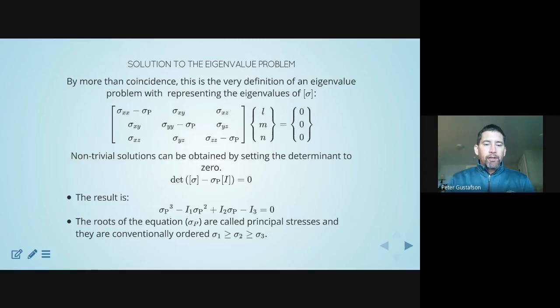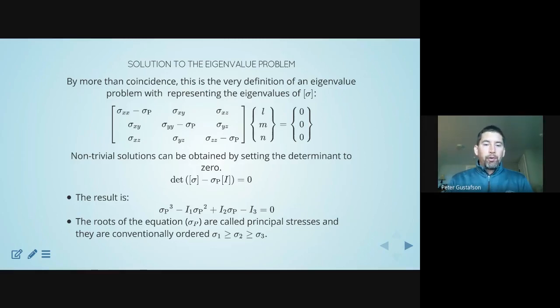And then you put it in this standard form where the sigma p itself has a leading coefficient of 1, even if it numerically previously did not. You want to then divide by whatever was the leading coefficient, so that sigma p is of leading coefficient 1. Minus, now another coefficient we'll call I1 times sigma p squared, plus another coefficient I2 sigma p, minus a last coefficient I3, and that is going to be set equal to 0. So that's the determinant, going to be equal to 0.